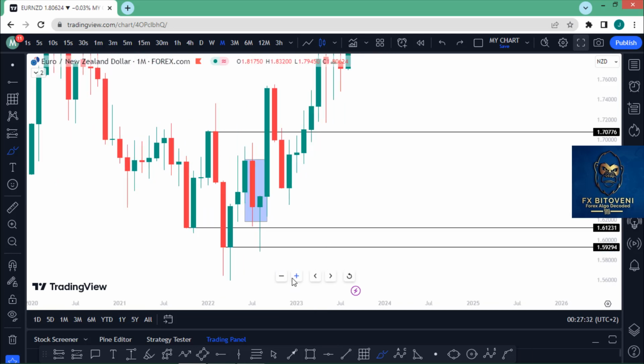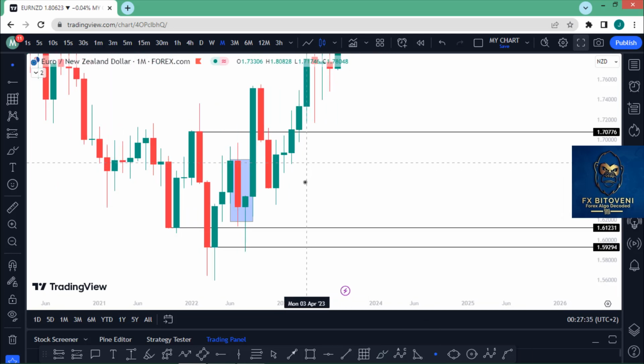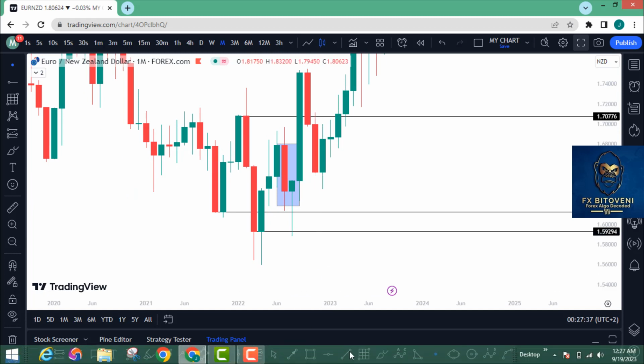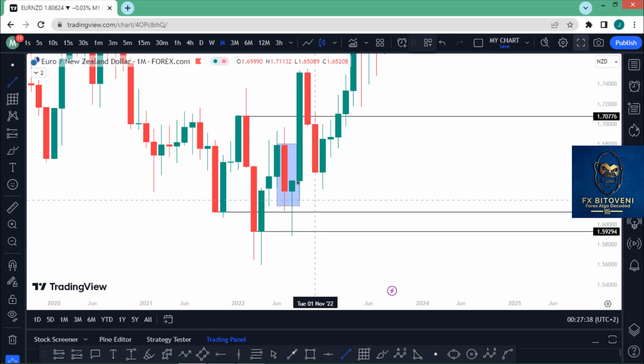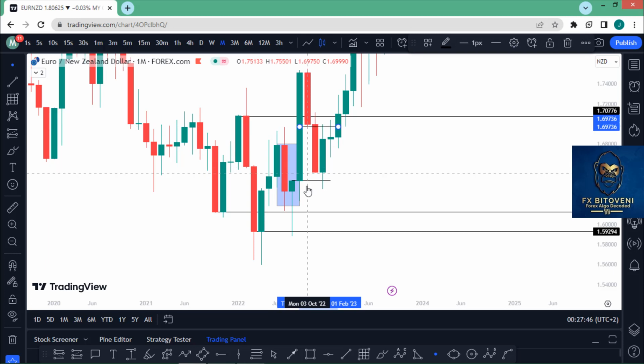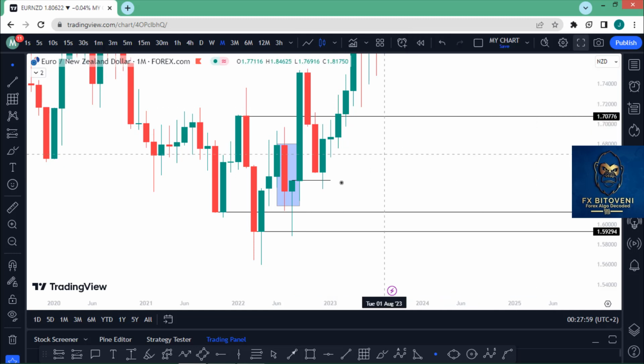So you already know market is moving to remove all of these imbalances resting here. You understand? Imbalance. You already know what the market is looking for to remove this imbalance, but you also need a key level where market will reject and make a reversal. Hope you understand.